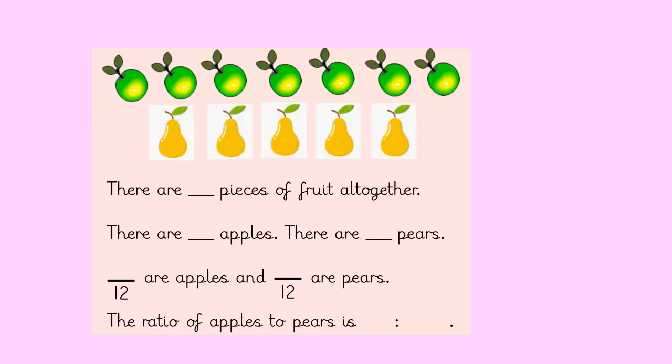Now pause the video again and have a go at describing this picture. This one includes a ratio as well as fractions. Remember that you use the colon sign when you're comparing two quantities in a ratio. So here you're looking to compare apples to pears.